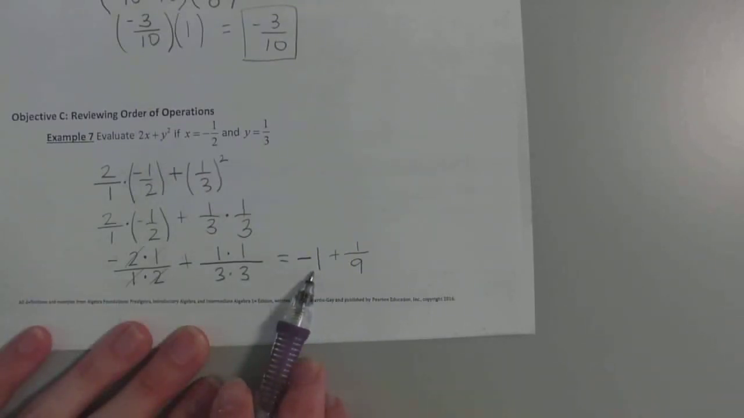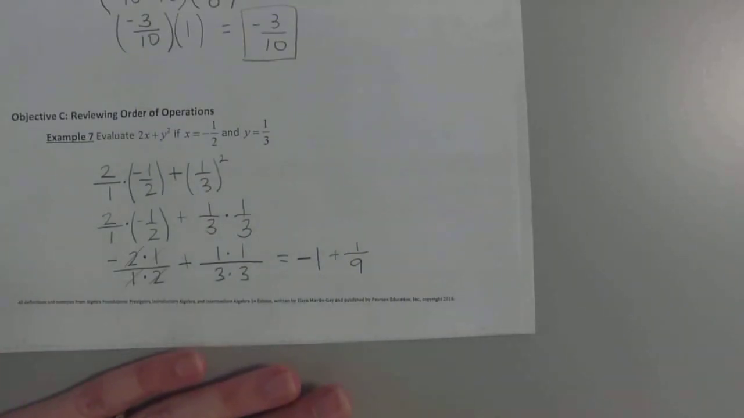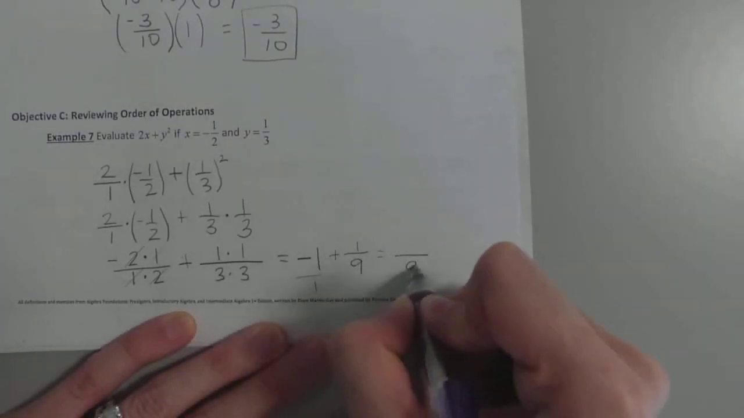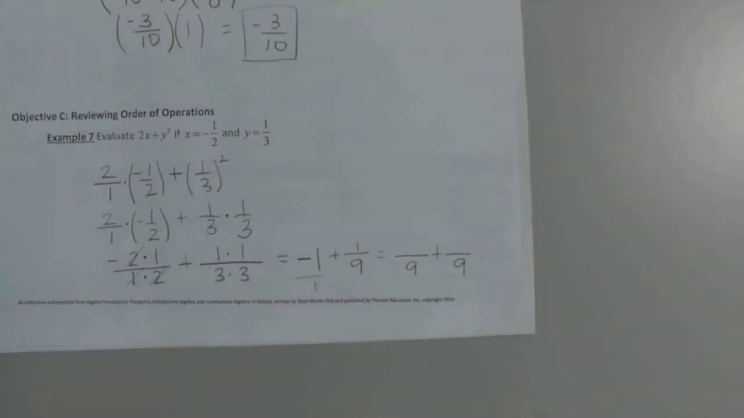9, okay? So we're almost there, and you're like, crap, there's one more thing we're going to have to do, okay? So we have negative 1 plus 1/9. But what do we have to do in order to add these two things? We need to make him a fraction with a denominator of 9. So what is he technically over right now? 1. So our denominator is going to be 9.